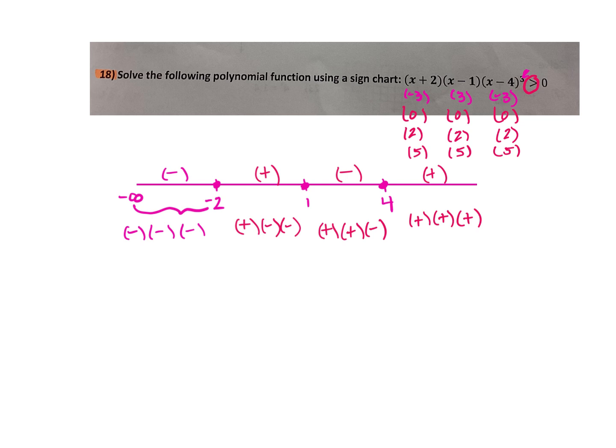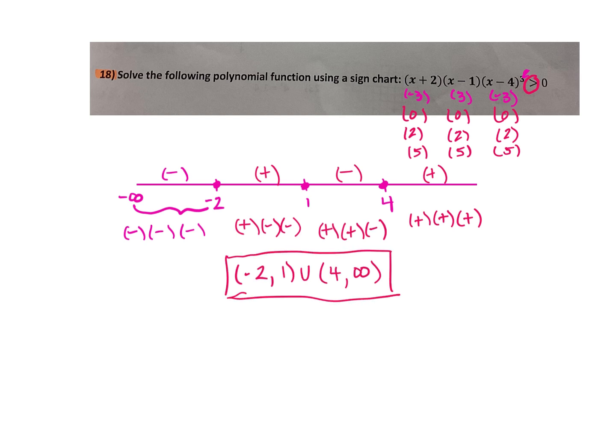So the first interval that I got a positive outcome for was from -2 to +1. Then I also got a positive outcome, so I'm going to put a U for union. You could also use a comma there. But from 4 to infinity. Now, you never bracket infinity, and the numbers don't get bracketed unless he puts an equal sign, and then you have to bracket those. So these two intervals are your solution to that question.